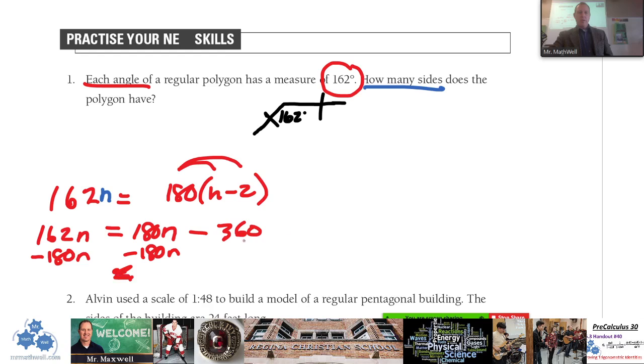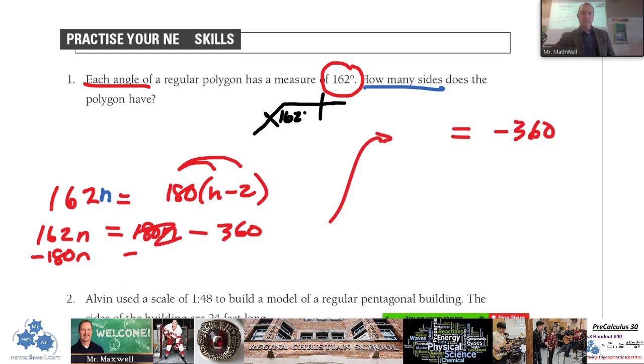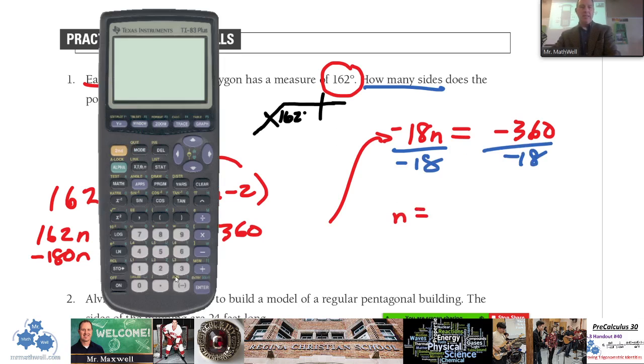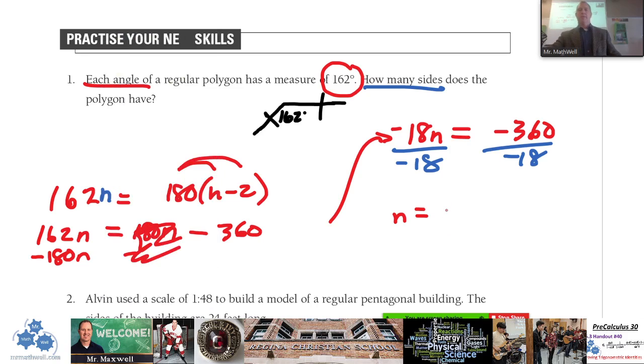So you're left with a negative 360 on the right side. You see that? Negative 360. And what's 162 minus 180? Well, that would be negative 18, so negative 18n. Because you have 162 n's and you take away 180 n's, you have negative 18 n's. Finally, the final thing you do is divide by negative 18. So what is negative 360 divided by negative 18? I'll take your word for it. That is totally true. It is positive 20.